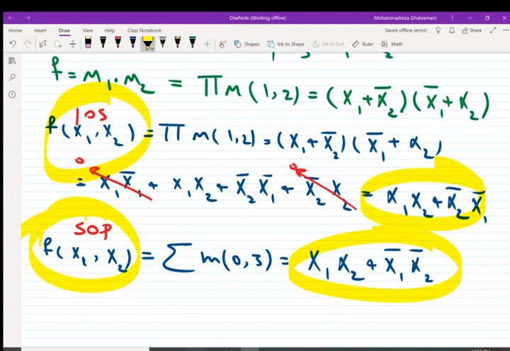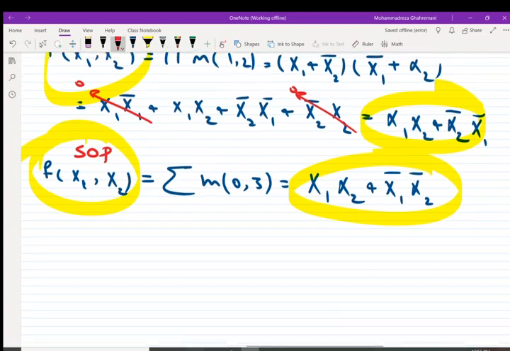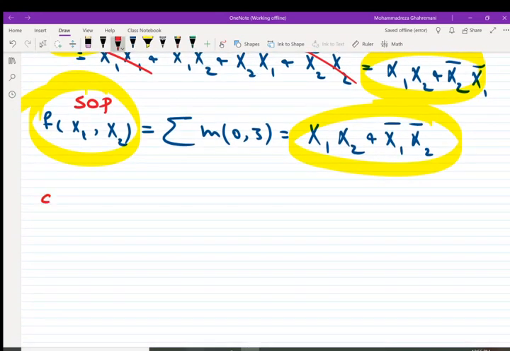Okay, so now we saw a canonical sum of product. What about canonical product of sum? When do we have a canonical product of sum? When each term is a max term.